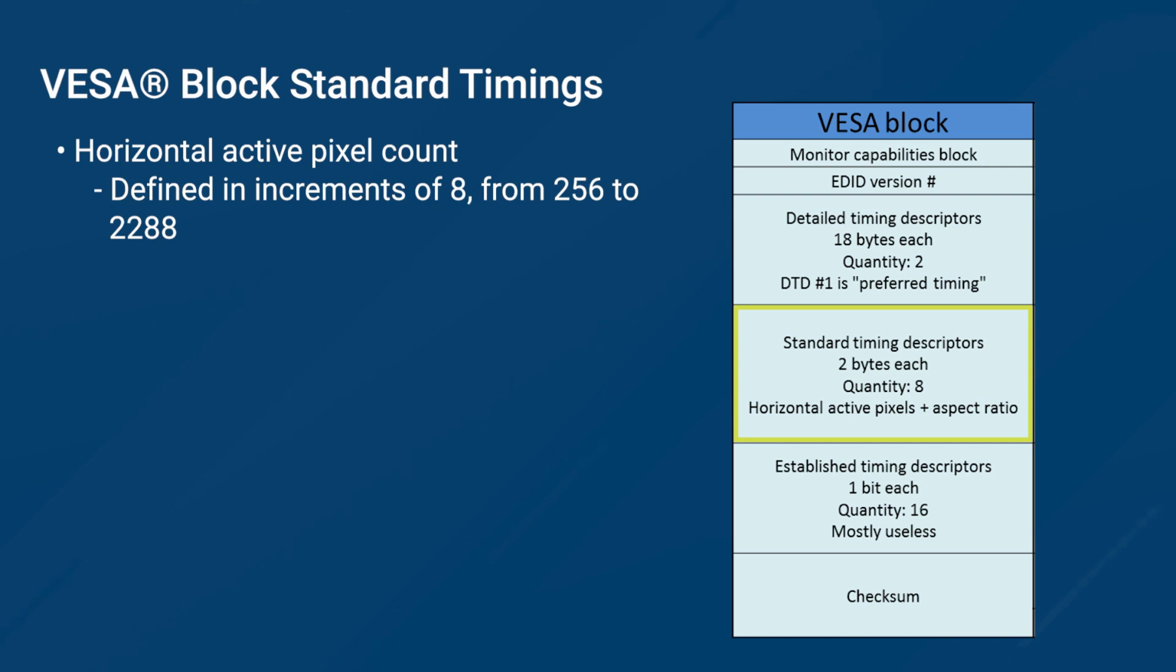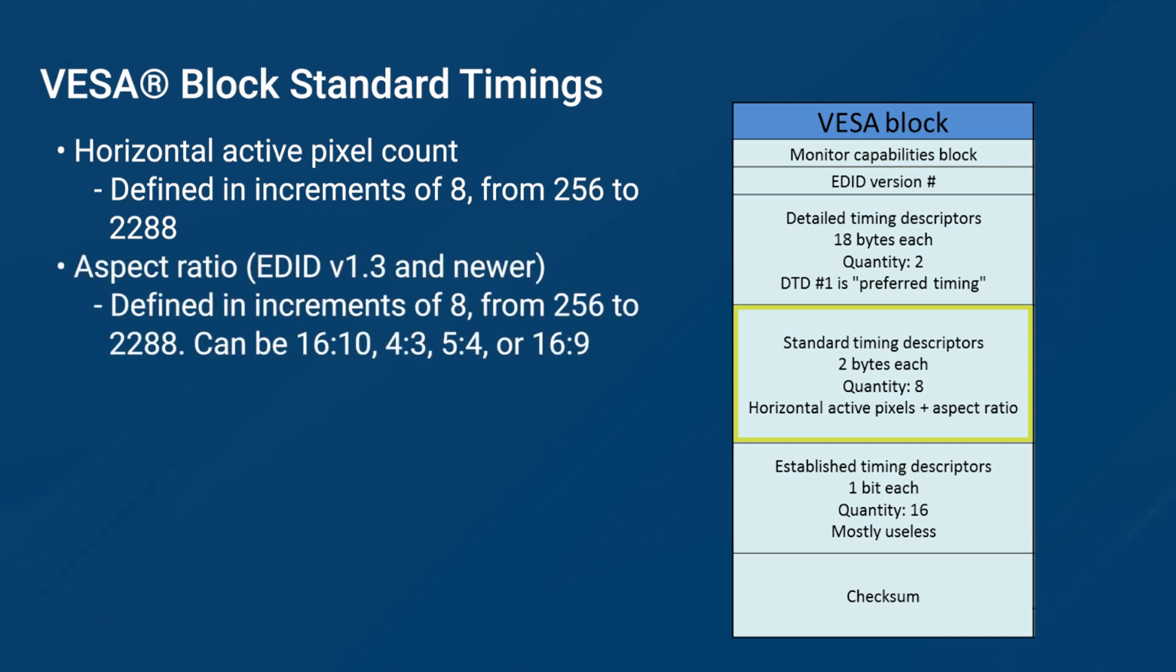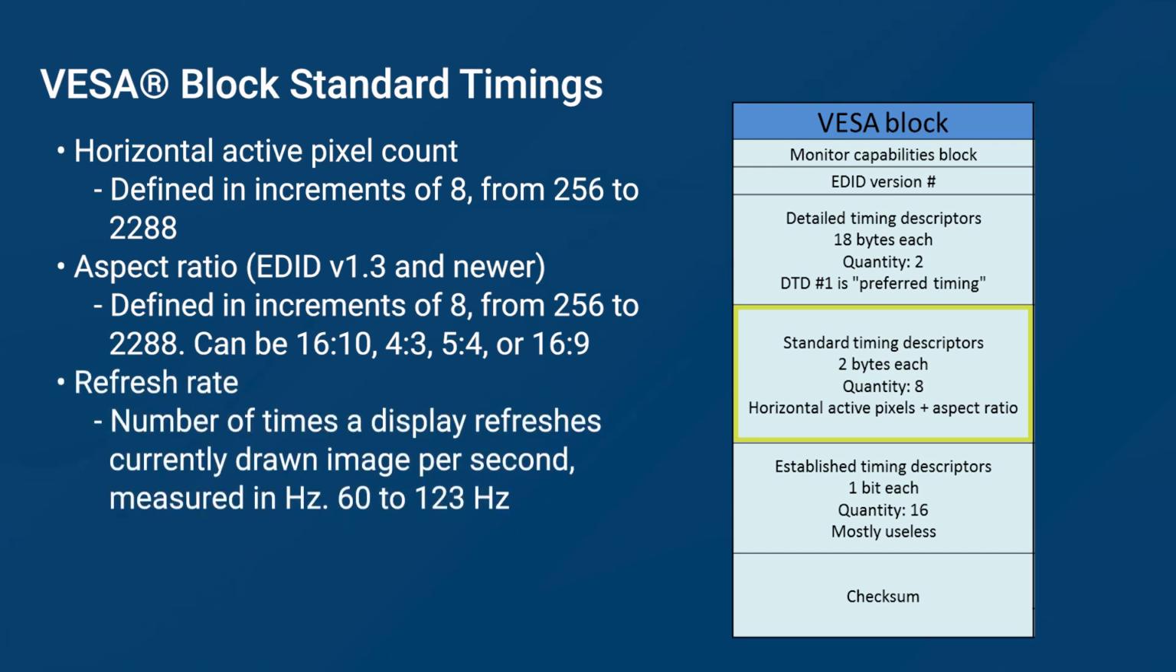VESA EDID also supports up to 8 standard timing descriptors. Each descriptor includes 3 pieces. The horizontal active pixel count, which is defined in increments of 8 from 256 to 2288. The aspect ratio, in EDID v1.3 and newer, the ratio of horizontal pixels to vertical pixels. Supported aspect ratios for standard timings are 16 by 10, 4 by 3, 5 by 4, or 16 by 9. Lastly, the refresh rate, which is the number of times a display refreshes concurrently drawn images per second, measured in Hertz. Typically, this is 60 to 120 Hertz. The vertical resolution is calculated using horizontal pixel count and aspect ratio.